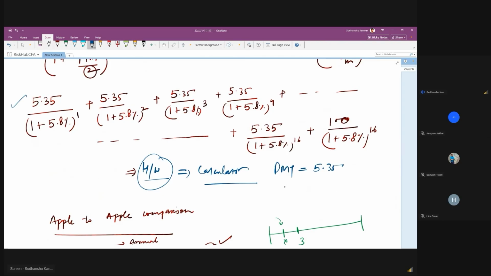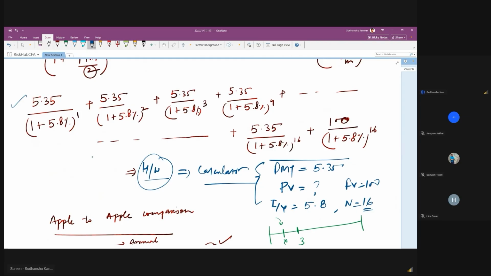You have to calculate present value, so PV you have to find. FV is equal to 100. I/Y in your calculator will be 5.8. Don't put the percentage sign. N is equal to 16. Why is N equal to 16? This is the number of time periods. Just put PMT, FV, I/Y, N in the calculator and compute PV.